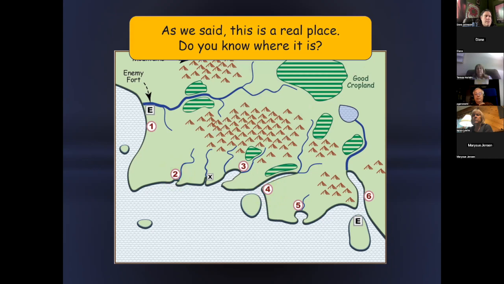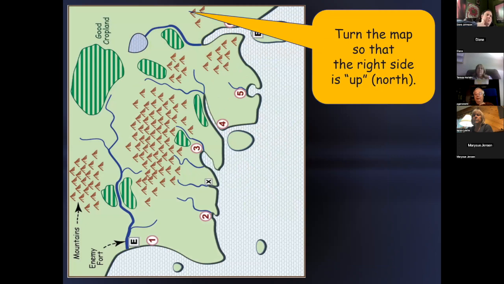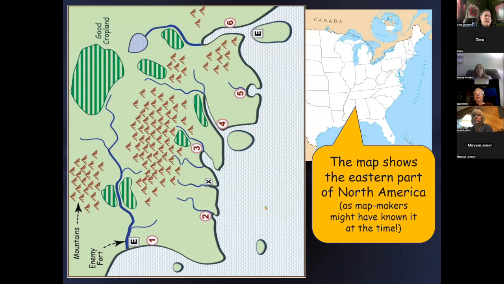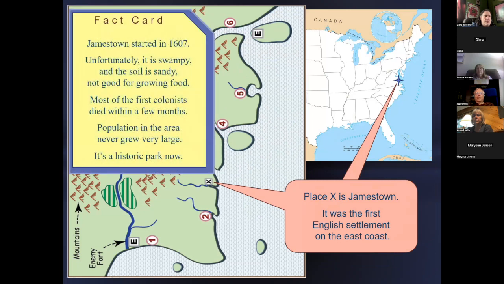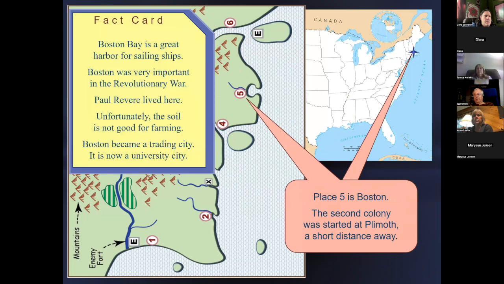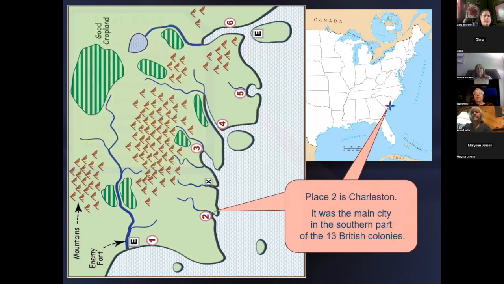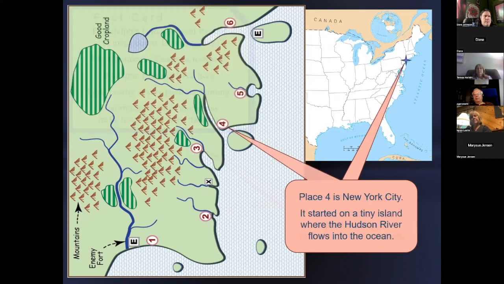As we said, this is a real place. Do you know where it is? And then this turns the map sideways. If you look at the map sideways like that, it shows Eastern North America. Place X, the one that didn't do so well, was Jamestown. And it goes on through, explains a little bit about each one of these places. So if you want to talk about Boston in some length here and why it was important in early history, or Charleston, the PowerPoint has got some of that information on it.